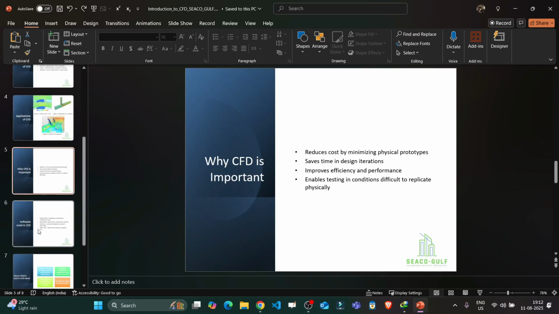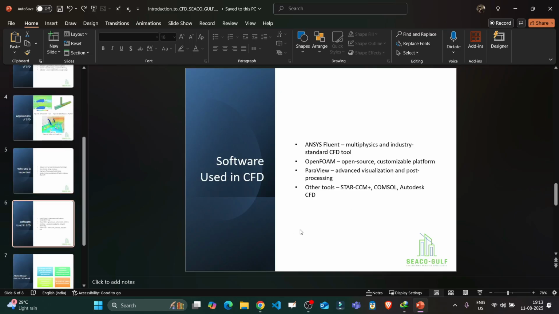All right, next one is what are the software used in CFD. The usual industry standard is ANSYS Fluent. Okay, so it is a multi-physics and industry standard CFD tool. Then OpenFOAM. OpenFOAM is an open source customizable platform.